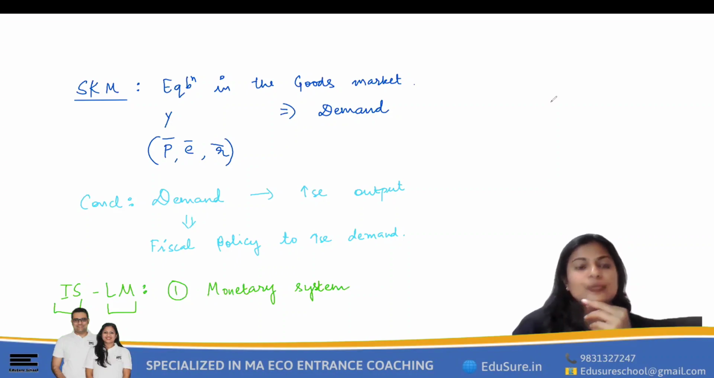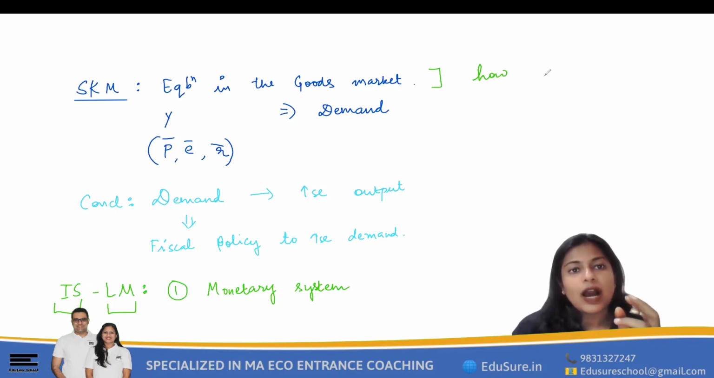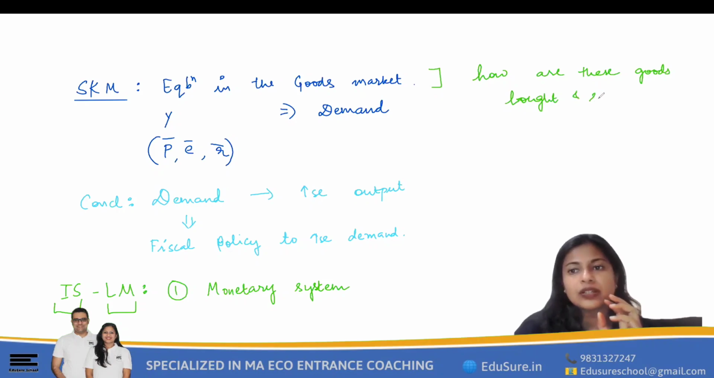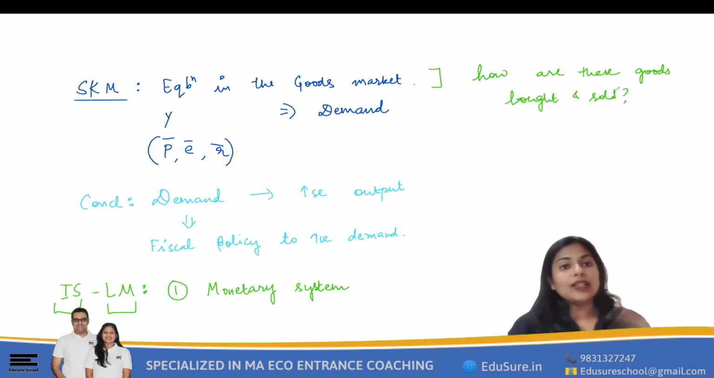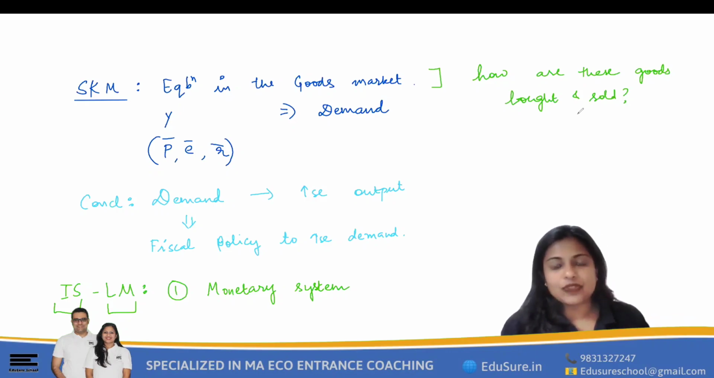So what is the monetary system? In the SKM, we've just assumed that there are goods which are bought and sold. Now, how are these goods bought and sold? Where are they bought and sold? Typically they're bought and sold in markets. Earlier markets were all physical, now markets are all online. How are they traded? They are traded through money.